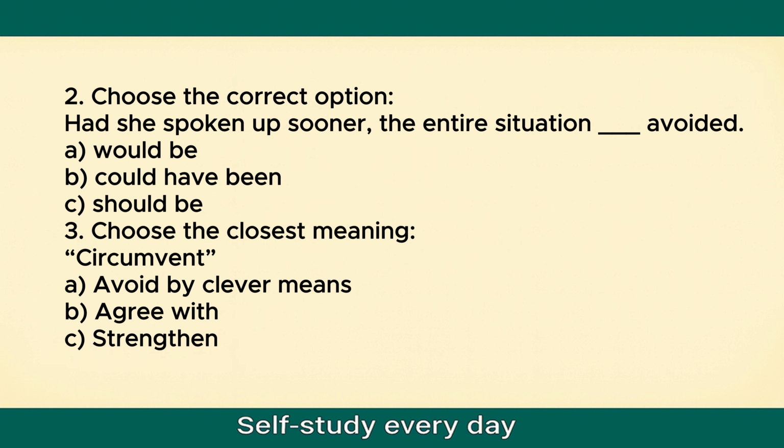2. Choose the correct option. Had she spoken up sooner, the entire situation could have been avoided. A. Would be. B. Could have been. C. Should be. 3. Choose the closest meaning. Circumvent. A. Avoid by clever means. B. Agree with. C. Strengthen.